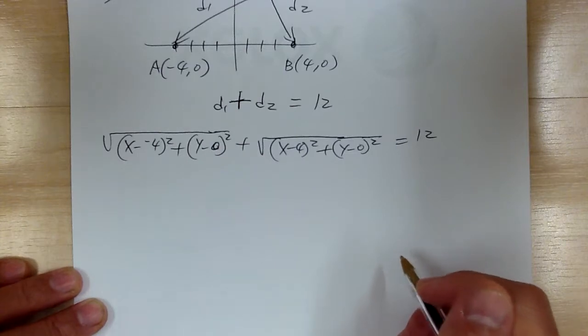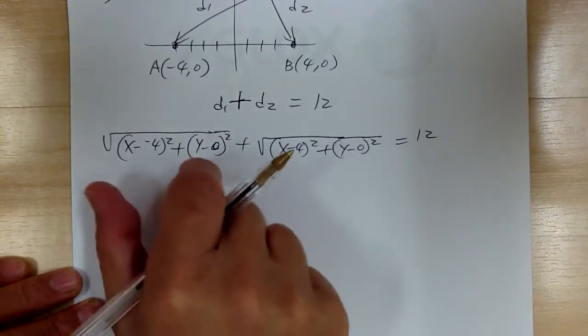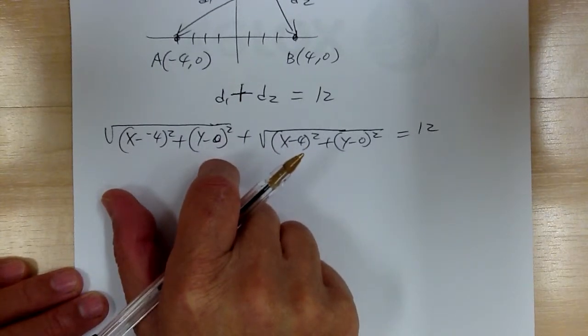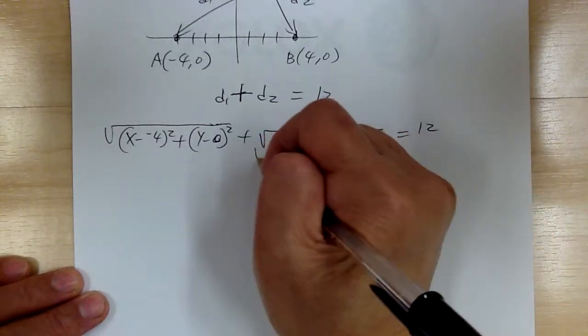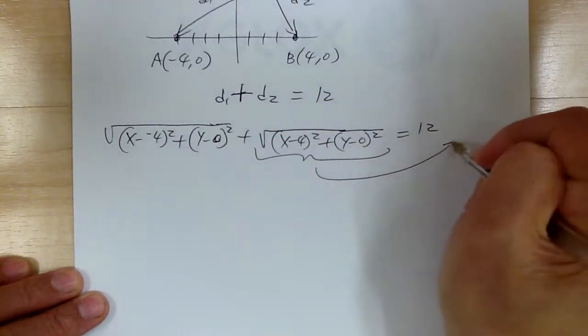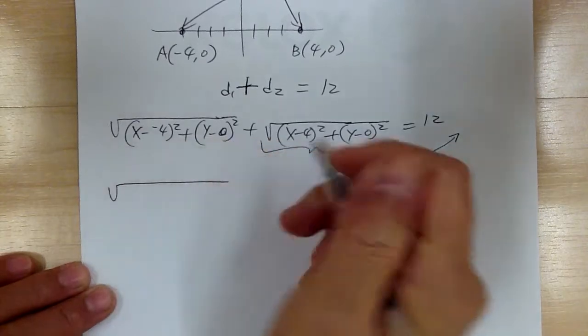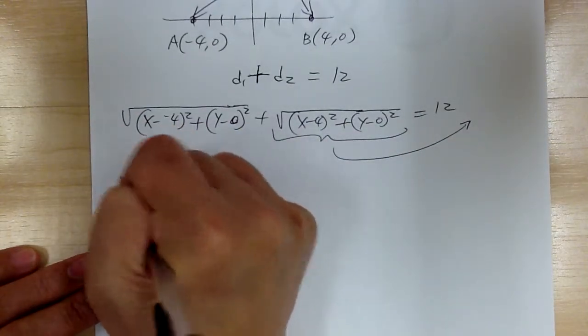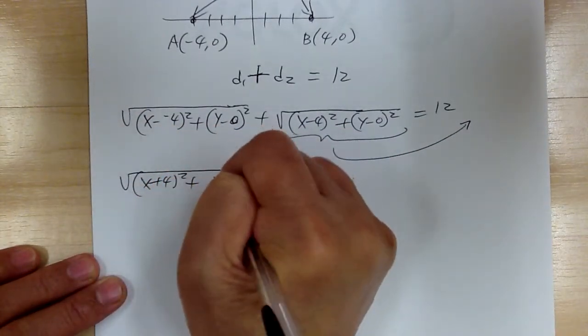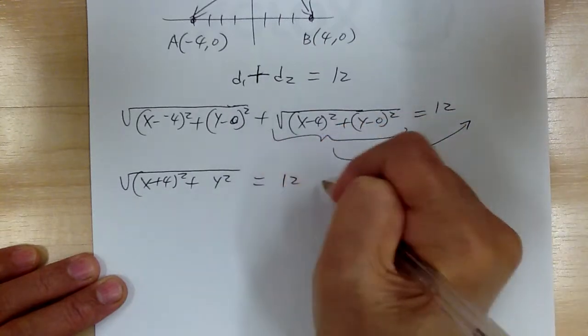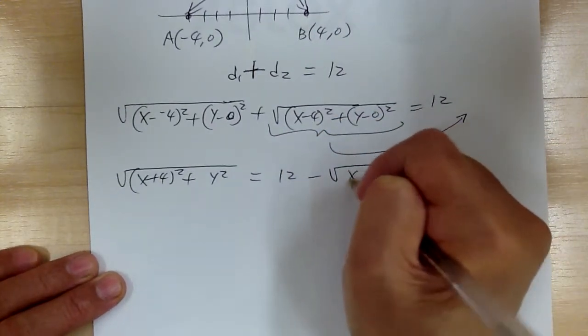Now to solve these, you need to isolate one square root at a time. So you need to move this over to this side. You're going to get the square root of (x plus 4) squared plus y squared equal to 12 minus the square root.